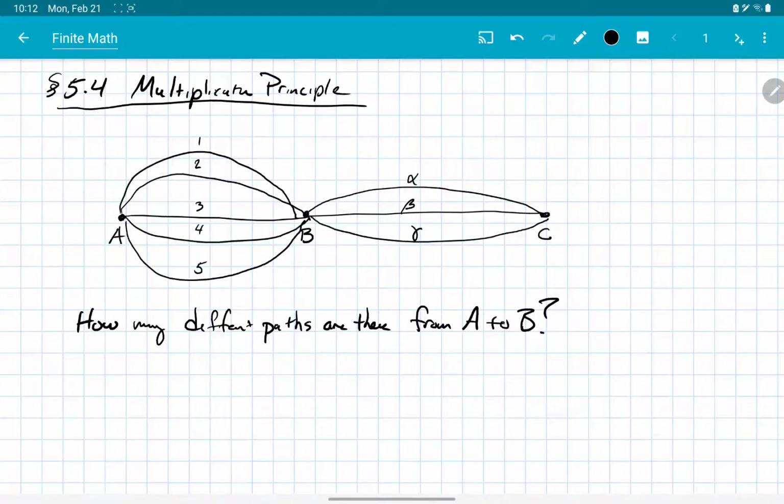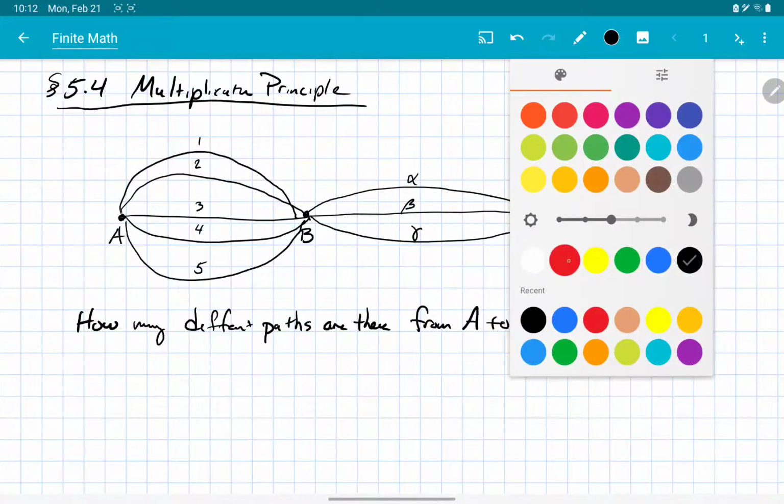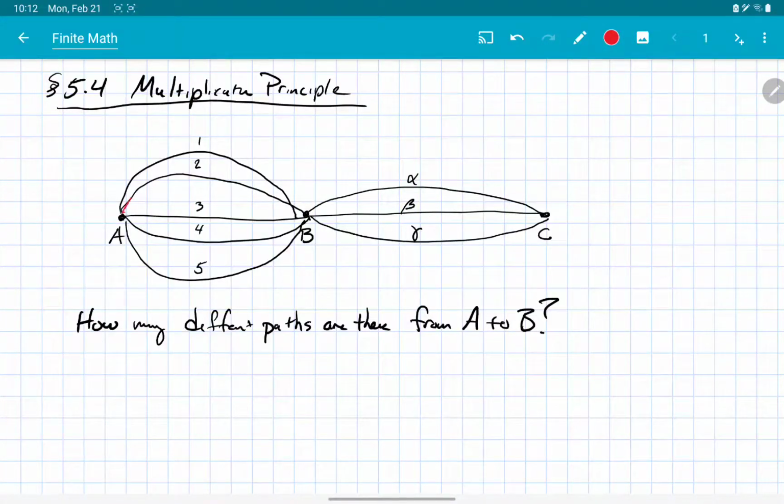Okay, so let me highlight 1 or 2 of these paths in case you're a little confused about what I mean. I could take path 2, and then I could take path gamma, right? So one possibility is 2 gamma. Or otherwise, I could take path 3 and then path alpha. We could call that 3 alpha. And the question is, how do we quickly count all of the different paths that we can take?